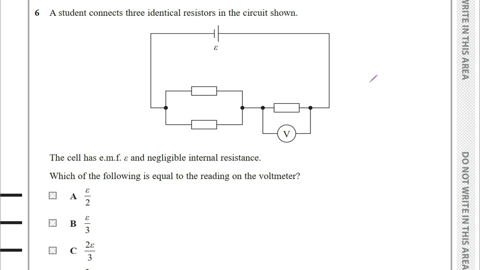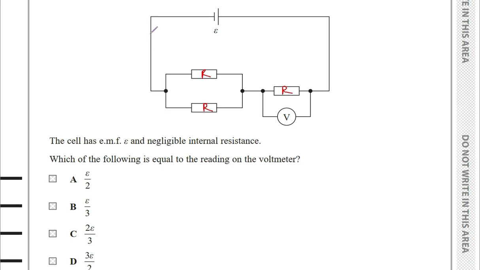So our students found 6 quite challenging as well. So let's see. A student connects 3 identical resistors in the circuit as shown. So let's mark these. 3 identical meaning all 3 have the same resistance. When you deal with identical resistors, what they mean by identical is they have the same resistance. Next, the cell has an EMF and negligible internal resistance. Fine. Which of the following is equal to the reading on the voltmeter?